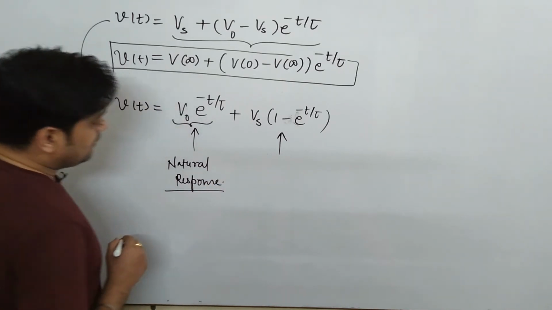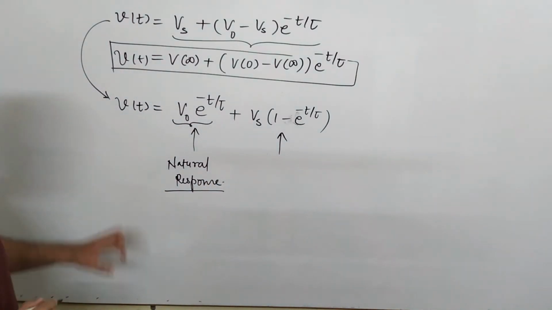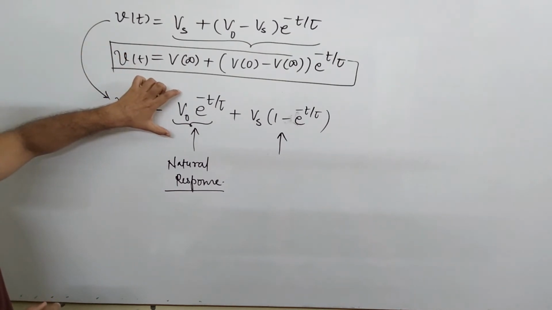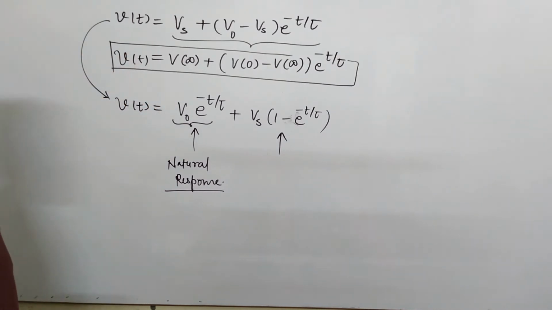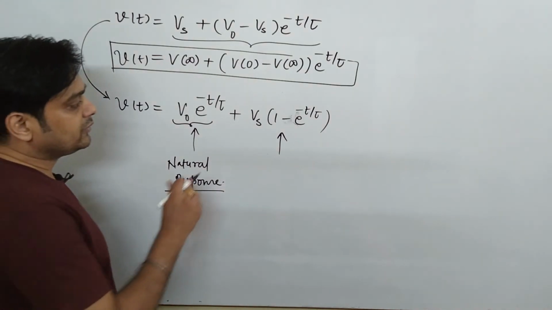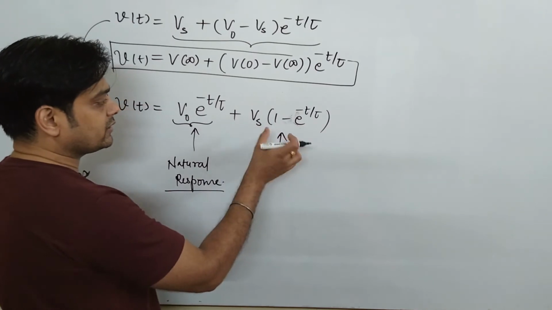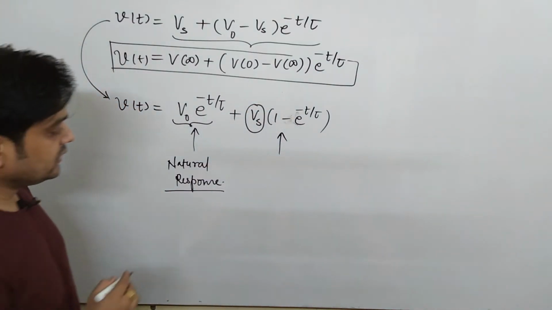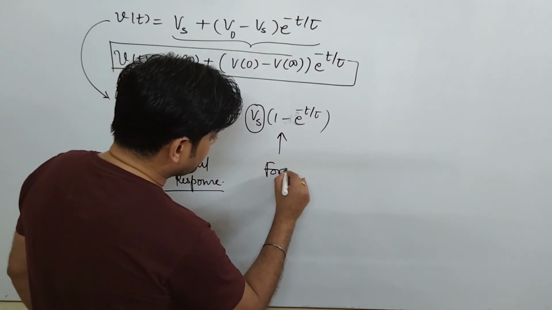Why natural? Because there are no external sources, and whatever the nature of the circuit, it is only because of that initial voltage which is present across the capacitor. So that's why it is called natural response. Now this response is because of the voltage Vs which is applied in the network. So this is known as forced response.